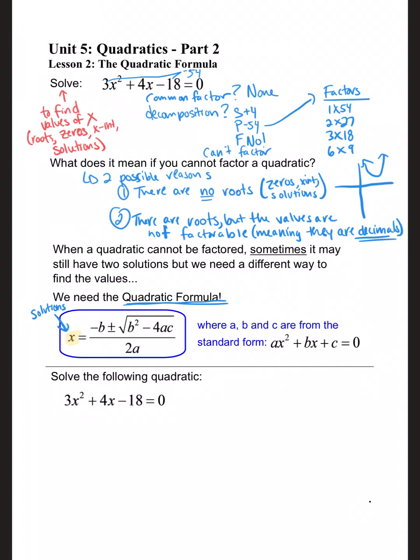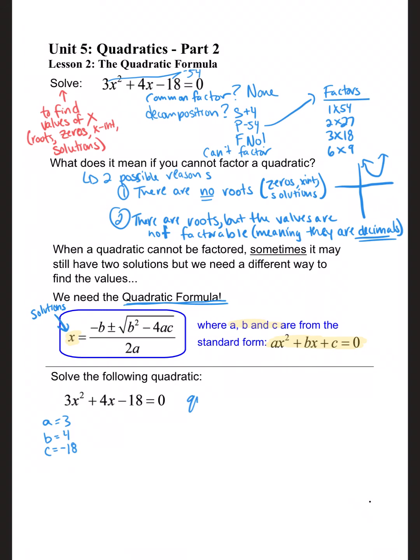Those a, b, and c come right from our standard form. So we can only use the quadratic formula when a quadratic is in standard form. If it's not in standard form, we would first need to put it in standard form and then apply the quadratic formula. So let's give this a try with the same quadratic we were working with. We have 3x squared plus 4x minus 18. We're going to identify our a, b, and c so we know where to plug it in. So a is 3, b is 4, and c, make sure you put the appropriate sign on all of your letters, is going to be negative 18.